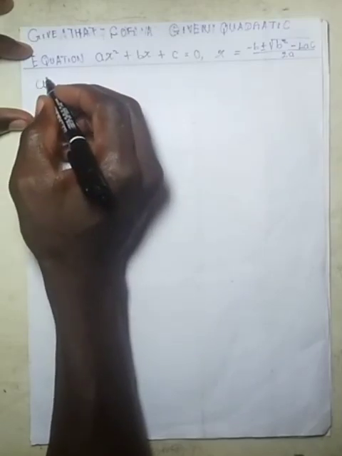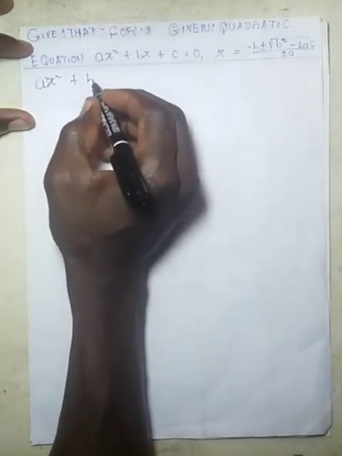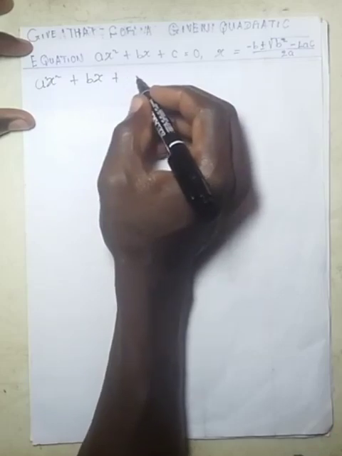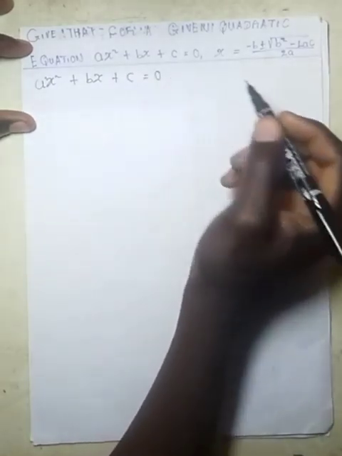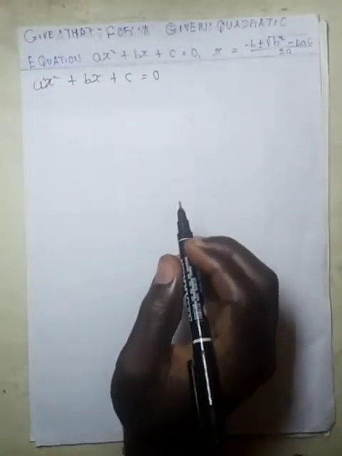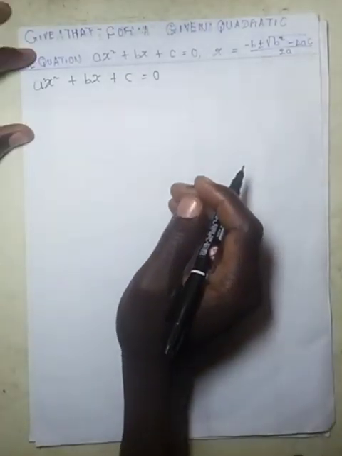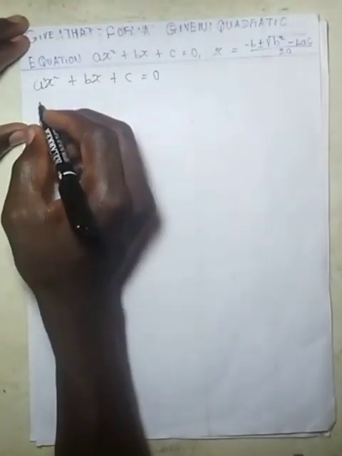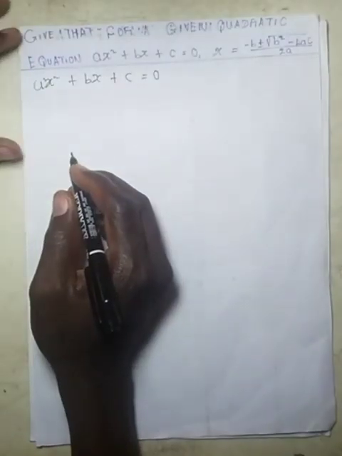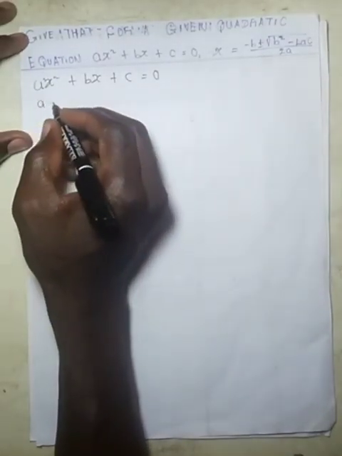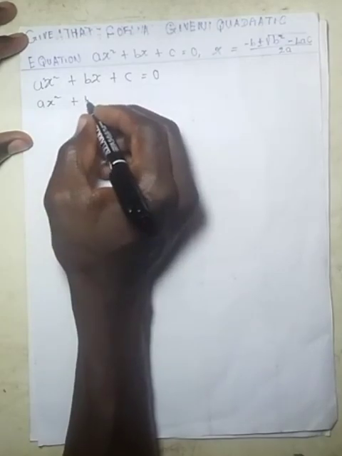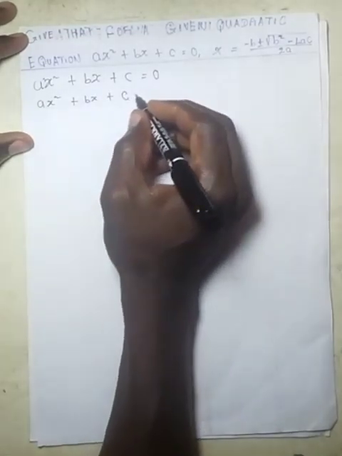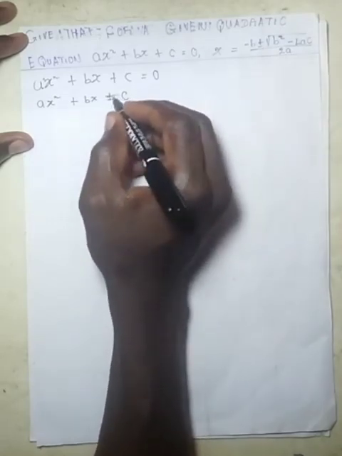When you have this kind of equation, ax squared plus bx plus c equal to 0, and your target is to make x the subject, all you need is to keep rearranging so that x will be on its own. Now let's go. First of all, let's shift this c to the other side since it's not carrying x, so that everything here will remain x. We have ax squared plus bx plus c, and moving c across, it is equal to minus c.